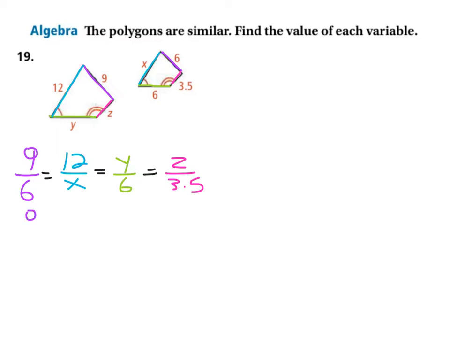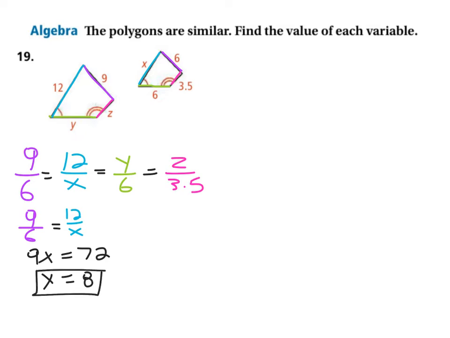So here we could say first, 9/6 equals 12/x, and multiply it out. Okay, and we'll say then 9x equals, what is 12 times 6? 72. And then if we divide both sides by 9, we get x equals 8. And we'll box that. And we'll just keep doing it. We'll keep using 9/6 because those are the numbers we have both of them for.